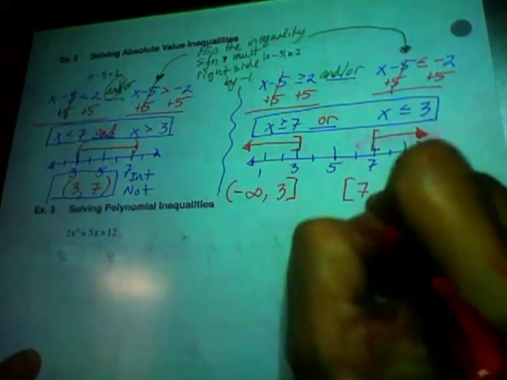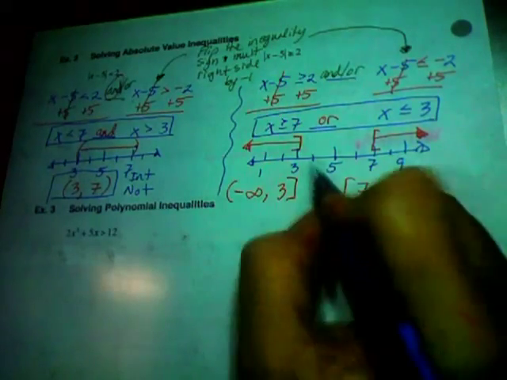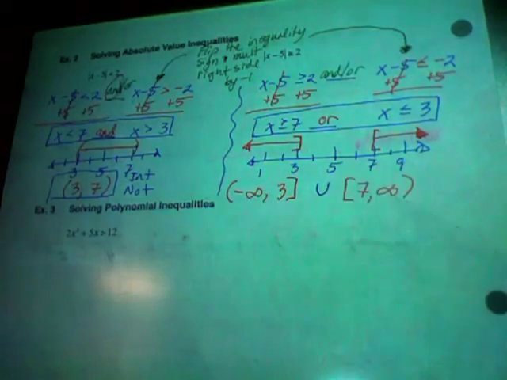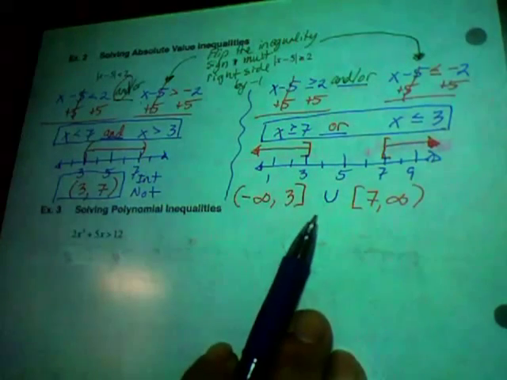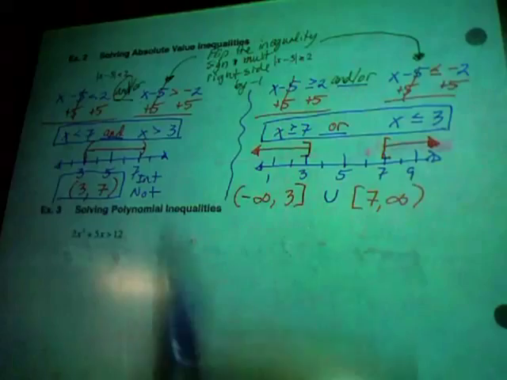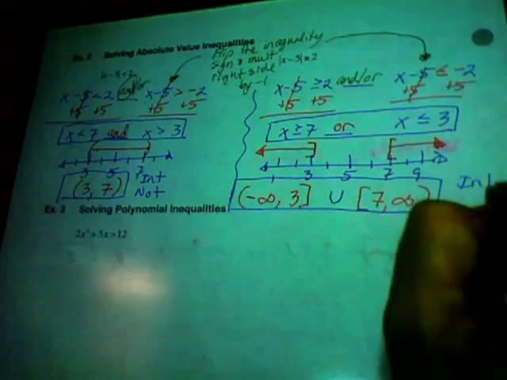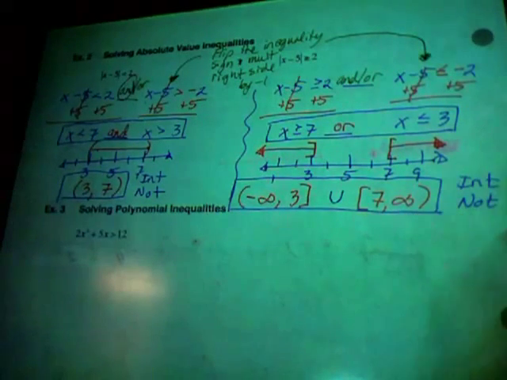Bracket 7, positive infinity, right? But then, to pull the two together, you have to draw their union. So, you remember that symbol from Algebra 3-4? There's your union. Union, U. And so this is your proper interval notation for an or statement. So we don't have that union as well.